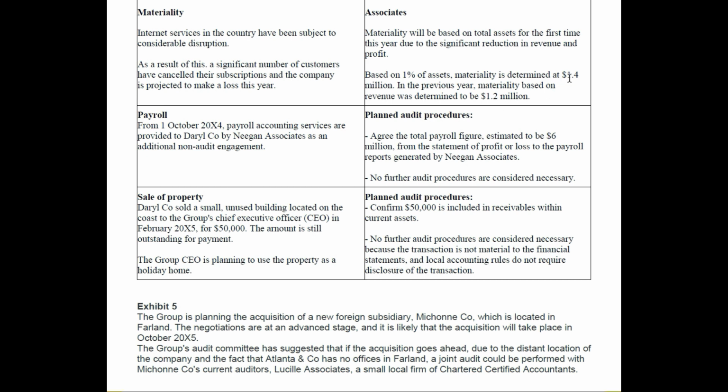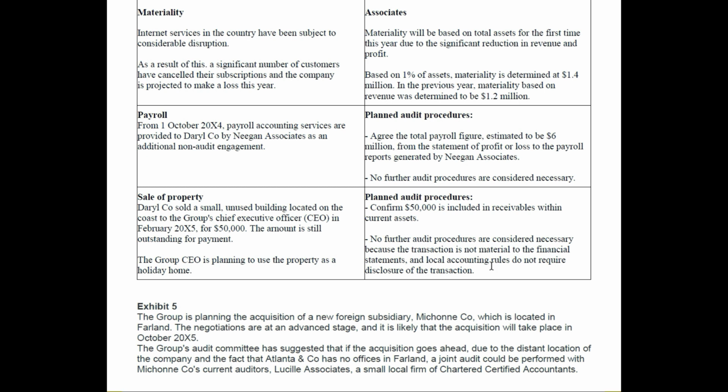We calculated the materiality as 1.4 million for the year, and over here it says this $50,000 is immaterial to the financial statements, so no further audit procedures are to be performed, and local accounting rules do not require the disclosure of the transaction. See, the local accounting rules do not require the disclosure of this transaction, based in the country where Darrell and Co. is situated, where its component auditor is auditing the financial statements, right?